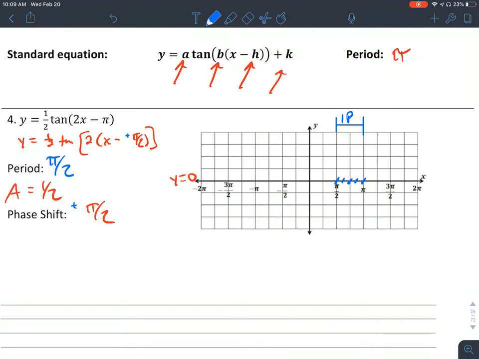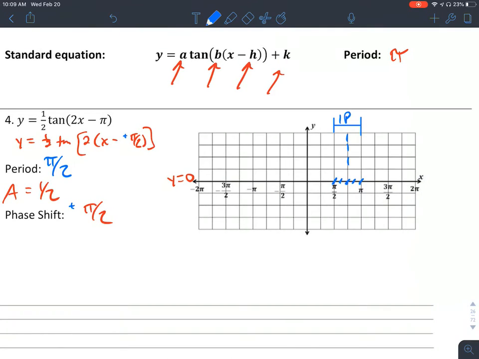I like to do vertical asymptotes first. Tangent has a vertical asymptote halfway through the period. From memory, the beginning and end of the period of tangent is on the midline. A quarter of the way through, it's 1 above. 3/4 of the way through, it's 1 below. Since our A is a half, we're going to go up a half and down a half, making the scale a 1.